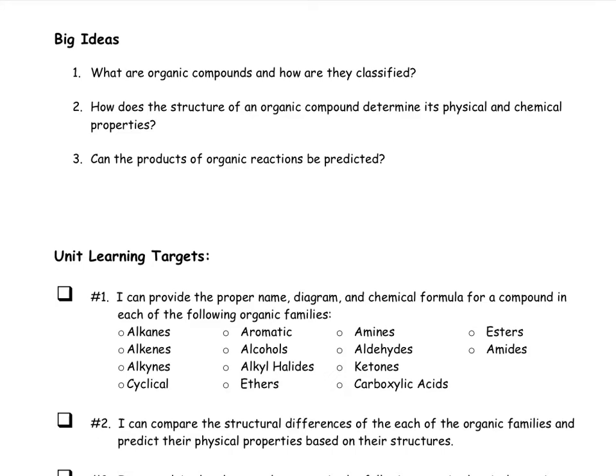In this lesson, we'll continue our discussion of big idea number 1 and 2. How are organic compounds classified, and how does their structure determine their properties? Today, we will discuss aldehydes, ketones, and carboxylic acids.